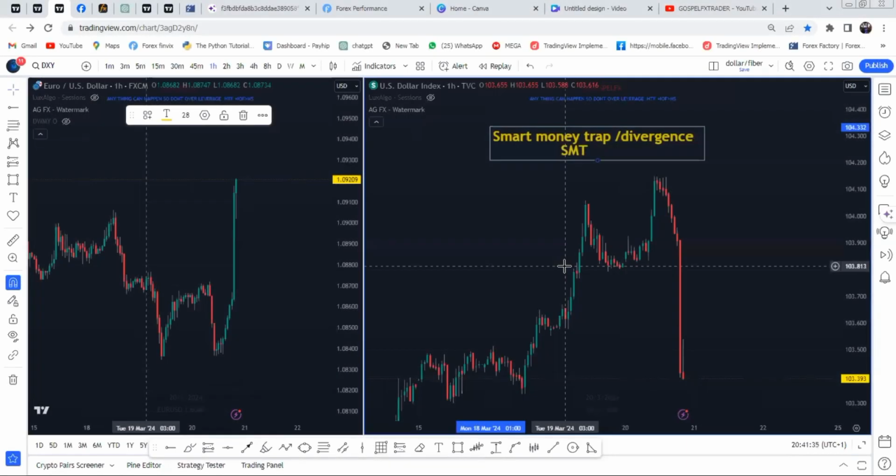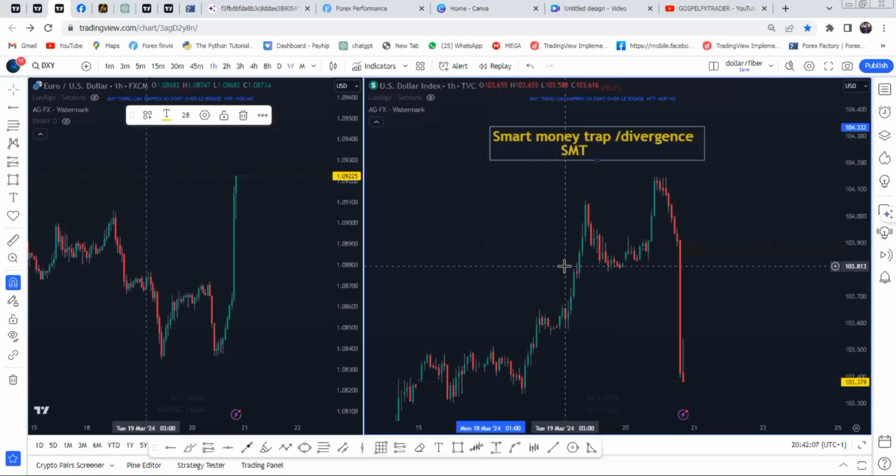Okay, so first, smart money trap. We are trading the smart money concept. So this is a smart money trap. Now for you to trade SMT, you need to correlate two currencies. It's a correlation between two assets, which means that you cannot just use one asset and have an SMT on it. You need two assets which move positively or negatively, or they are correlated positively or negatively.